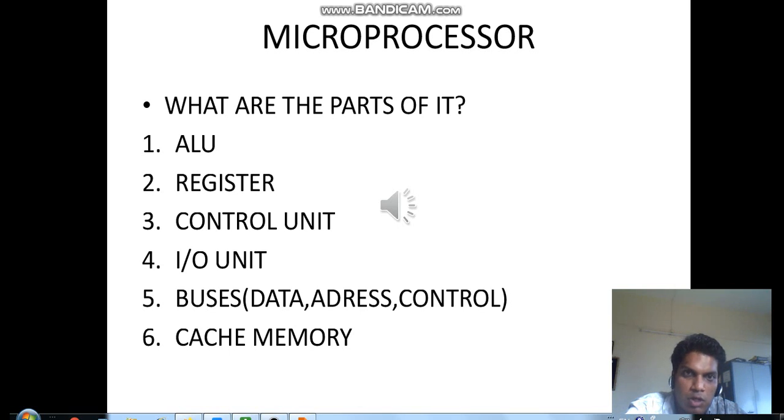Data bus is used to transfer data. Address bus is used to transfer addresses, and control bus is used to transfer all the control signals. All these buses transfer only binary data. So when you say 8-bit width of data bus, it means that it can transfer only 8 bits of data.